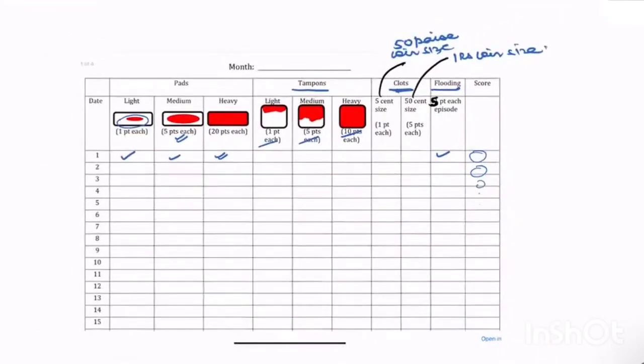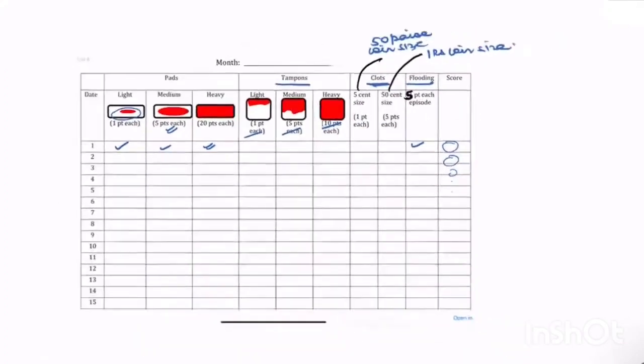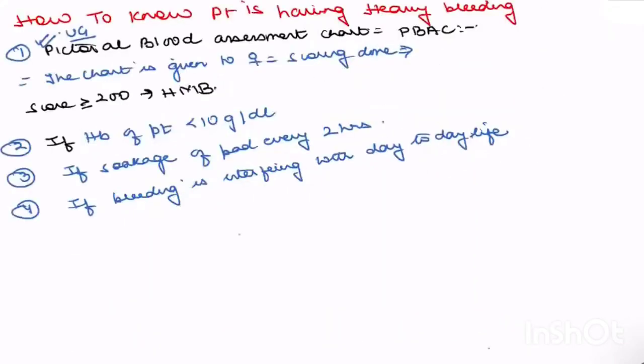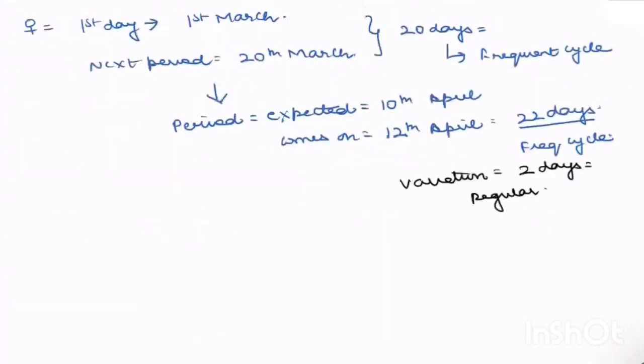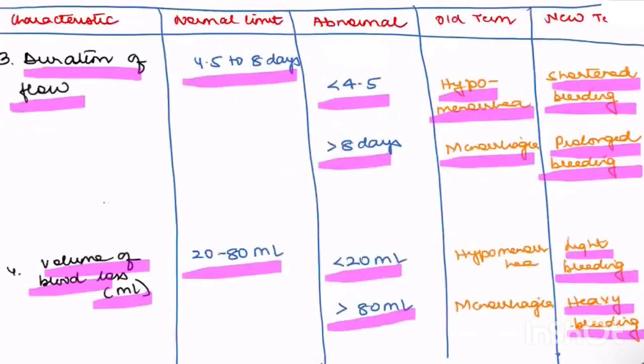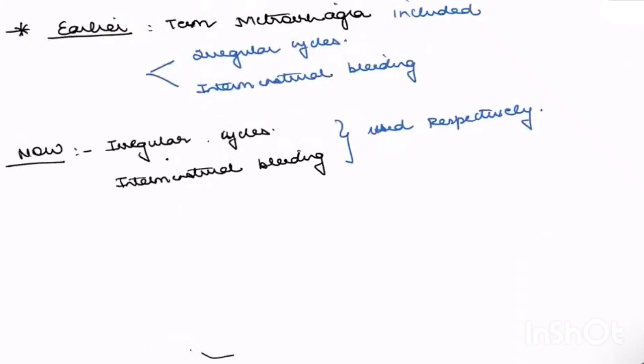So just know the name that there is a pictorial blood assessment chart which is available. As a nursing student भी a pictorial blood assessment chart पता होना चाहिए, as a medical student भी। So that is how you come to know कि patient को heavy bleeding हो रही है या कितनी bleeding हो रही है, right? Okay. Now earlier the term metrorrhagia was used, and metrorrhagia का मतलब था irregular cycles या intermenstrual bleeding.